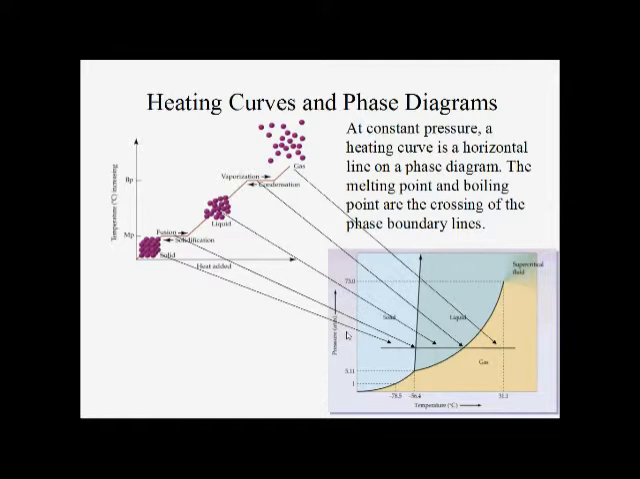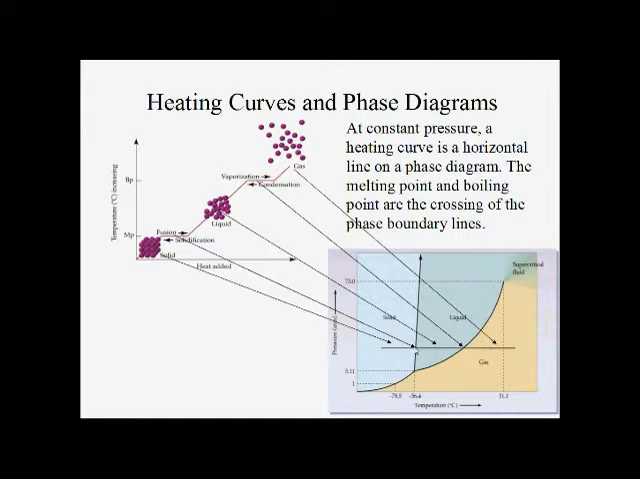A heating curve would represent one pressure, going horizontally across a phase diagram. So doing carbon dioxide here, maybe at about 10 atmospheres, we have the ability to have solid, liquid, and gas together. If we start off with solid, we're going to warm up the solid. When we hit this line, the temperature will stop, and we're going to stay at this line until we have converted all the solid carbon dioxide into liquid carbon dioxide.